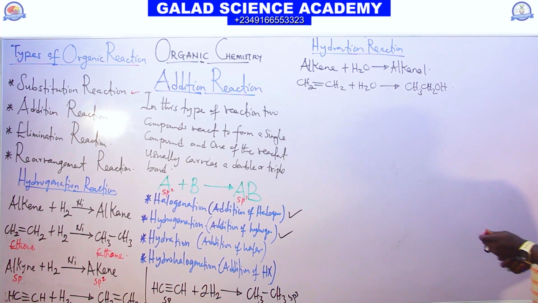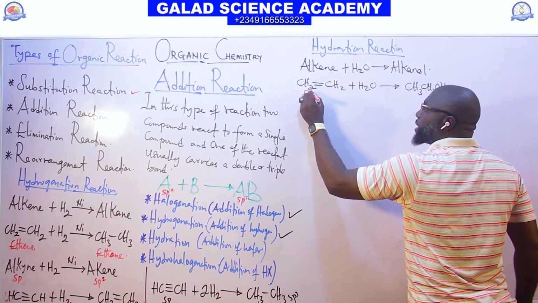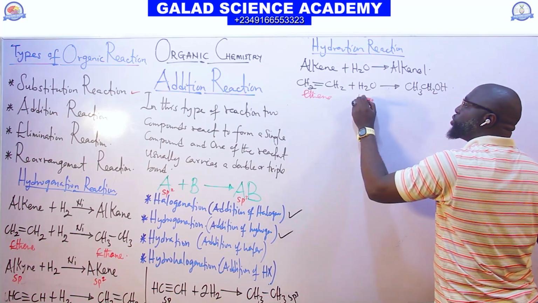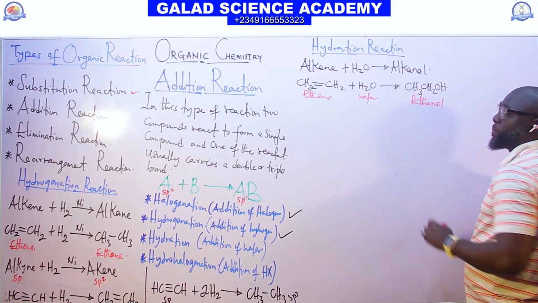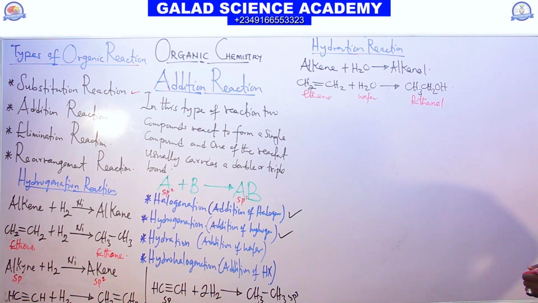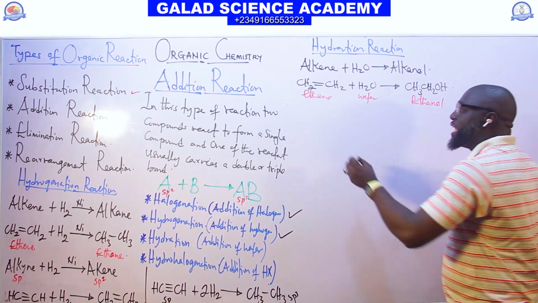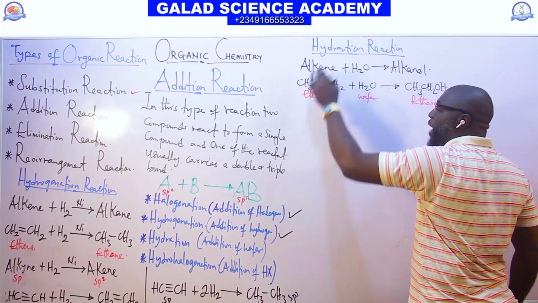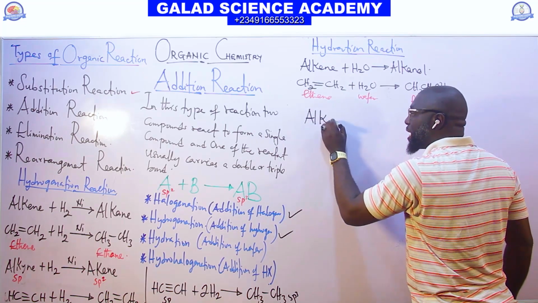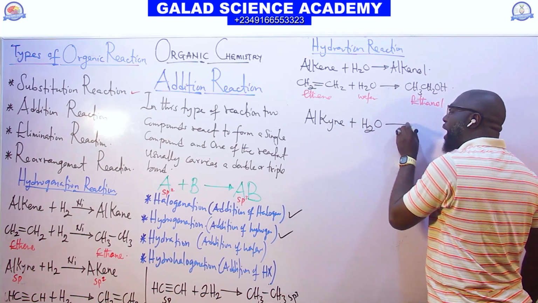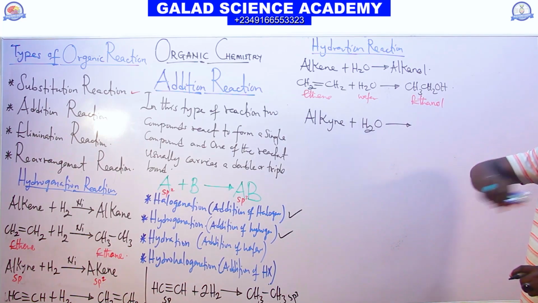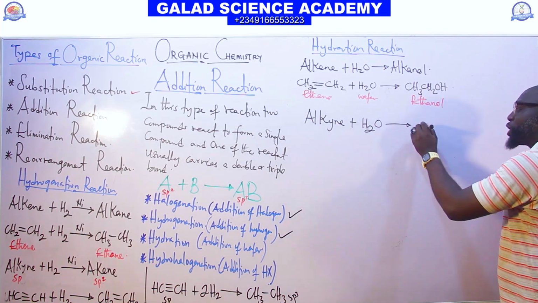So this compound we have here is ethene. This is water. Here we have ethanol. So the hydration of alkene will give us ethanol. But if we hydrate alkyne plus H2O, water, the hydration of alkyne will give us alkanal.